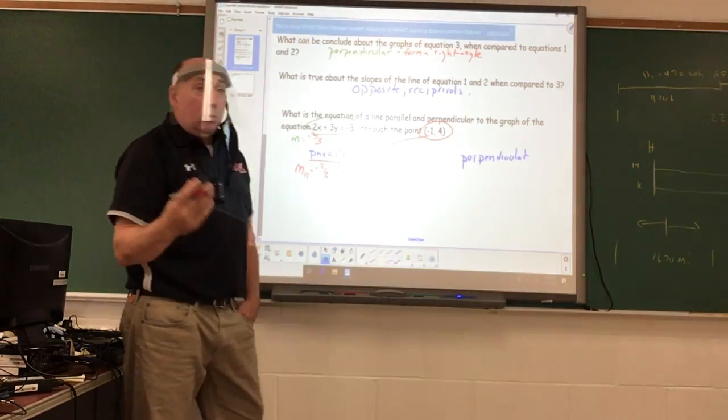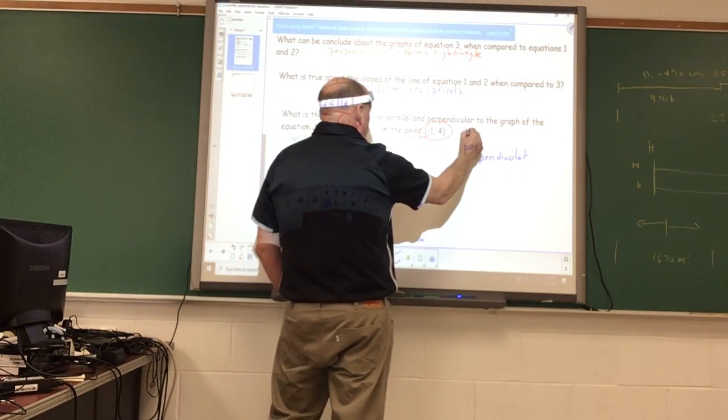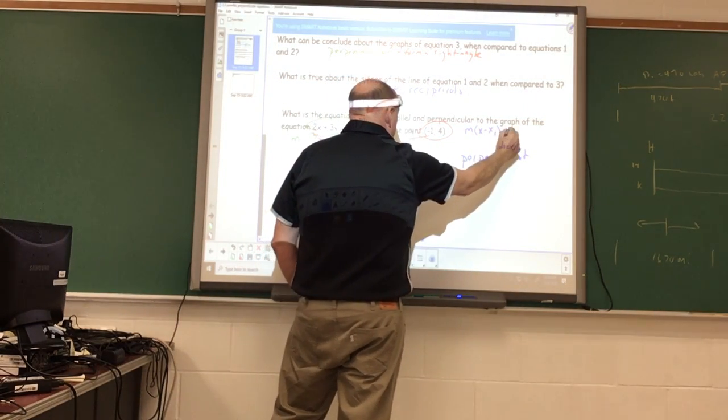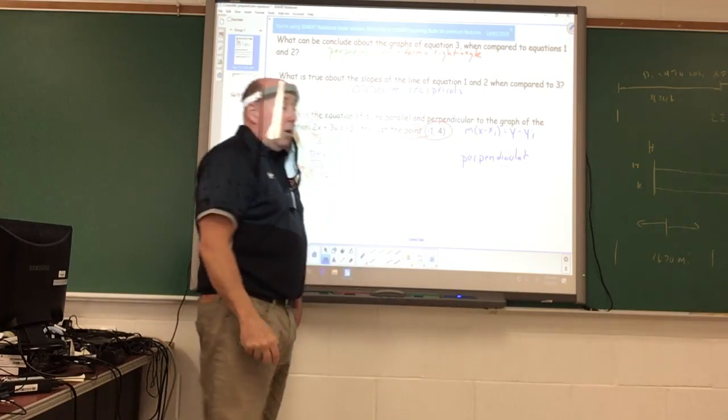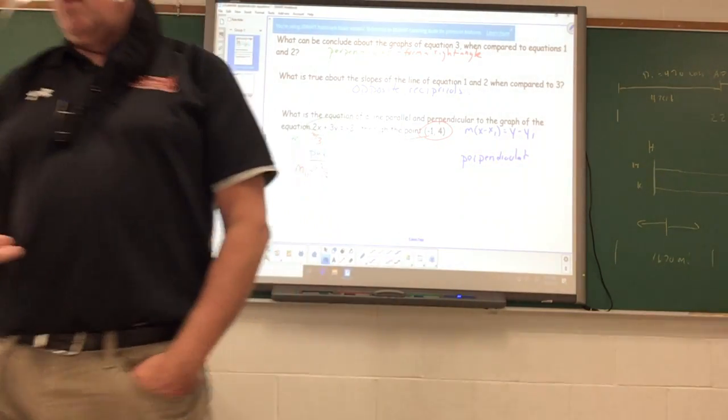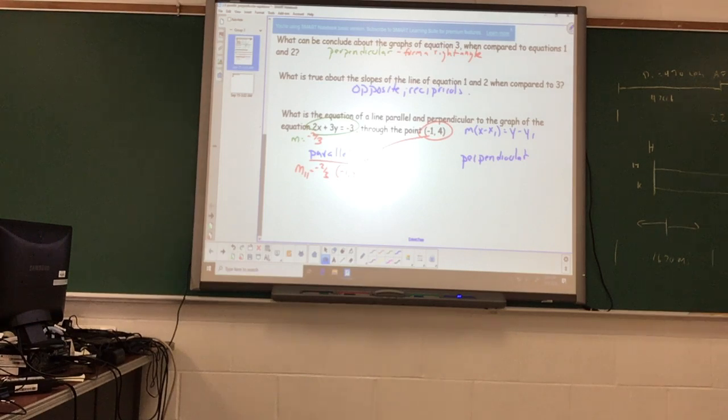So now we go back to point slope. y minus y1 is equal to m times x minus x1. We plug in our slope, we plug in our point, and we solve. Now your solutions, once again, I will accept either or: ax plus by is equal to c, or y equals mx plus b form. So put in your negative 2/3 and your point, negative 1, 4, and determine an equation. Check your answers with somebody around you.